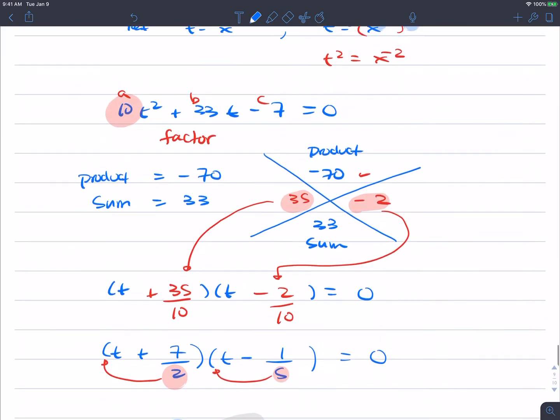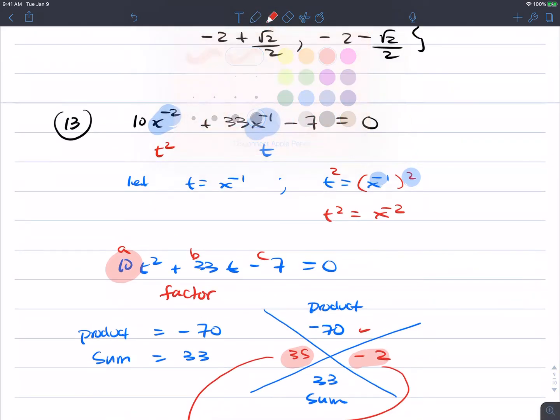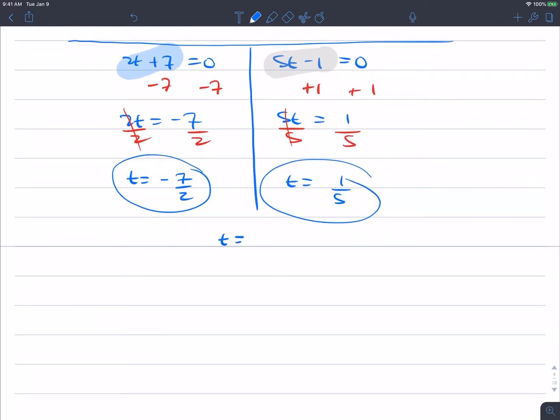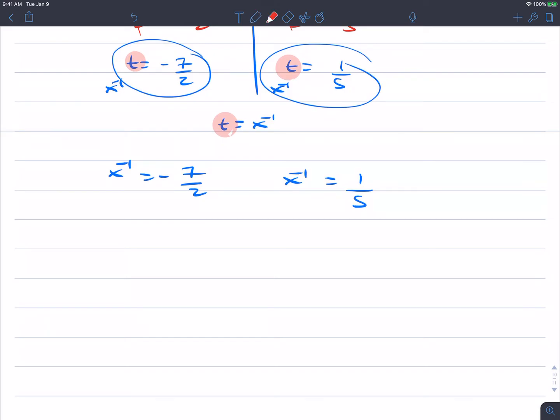However, we have to go back and remember that t is really x to the minus first power. We're going to use that. This t and this t and this t are all the same. So we get x to the minus first power is -7/2, and x to the minus first power is +1/5. And don't forget the meaning of x to the minus first power. It's 1 over x, which will equal -7/2. 1 over x is equal to 1/5.